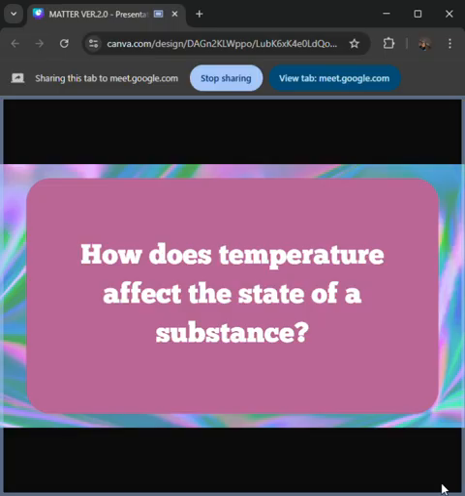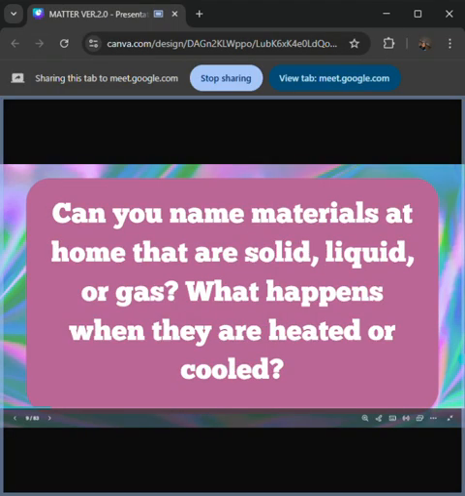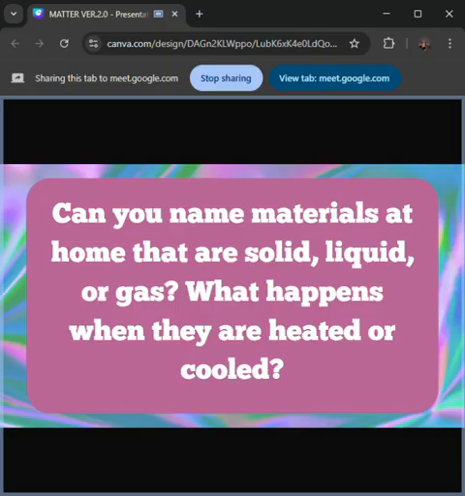Oh, okay, perfect. That's really good. What a brilliant mind you have there, Philip. That's very well said. And I think it's getting too exciting. Before we get to that, let me present the next question. Can any one of you name a material at home that is solid, liquid, or a gas? And what do you think happens when they are heated or cooled?